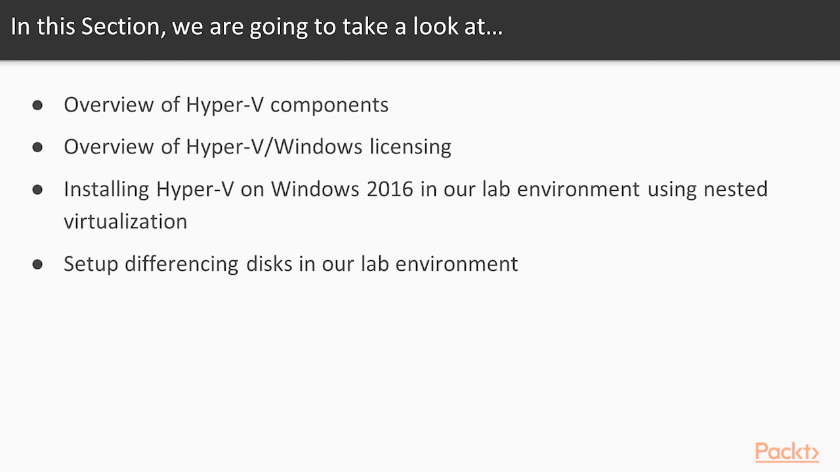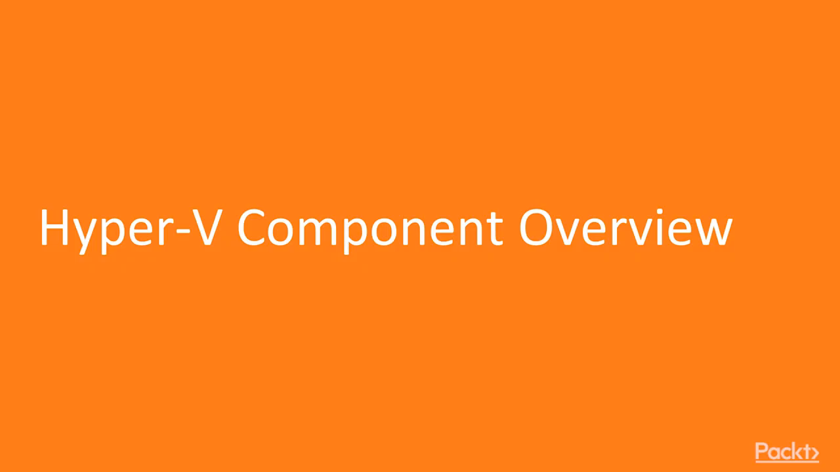We'll also take a look in that context with setting up differencing disks, which is a great way to set, say, a base gold image for your Windows Server, and then just use the differencing disks for the individual virtual machines you're building. And at least for the purposes of this lab, that's going to allow you to spin up new machines much faster than going through the full install every time you want to have a new server. So let's move ahead into the Hyper-V component review.